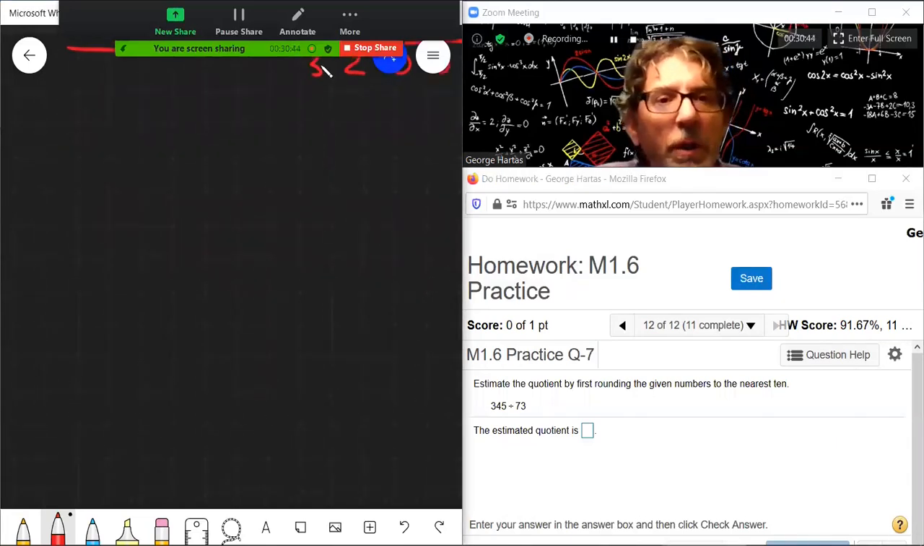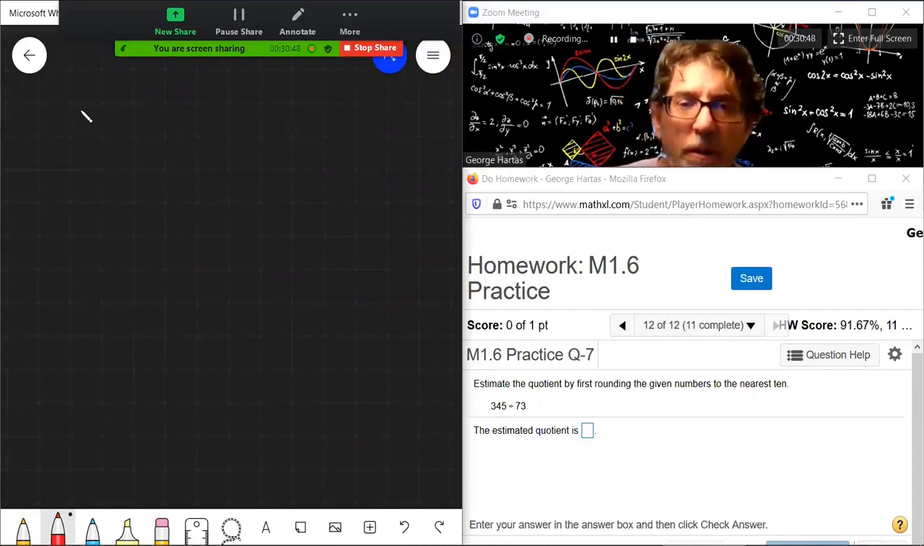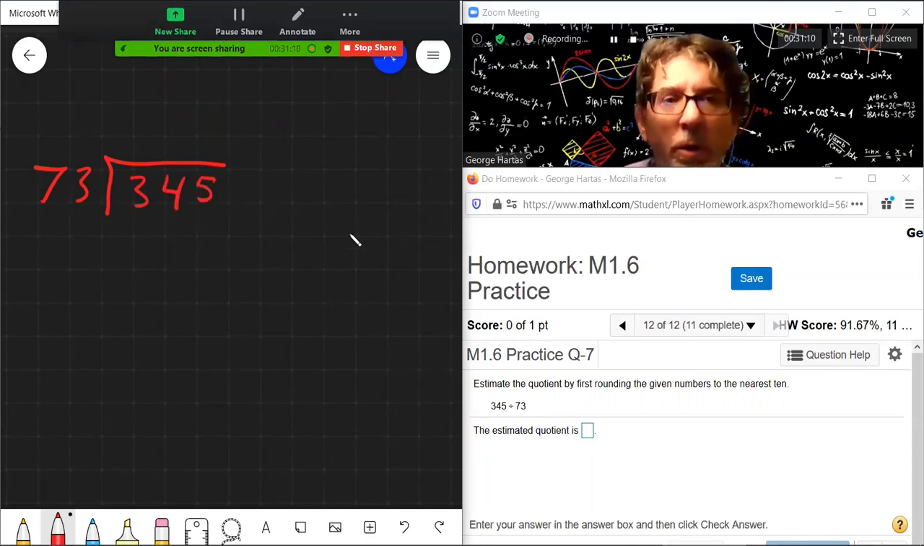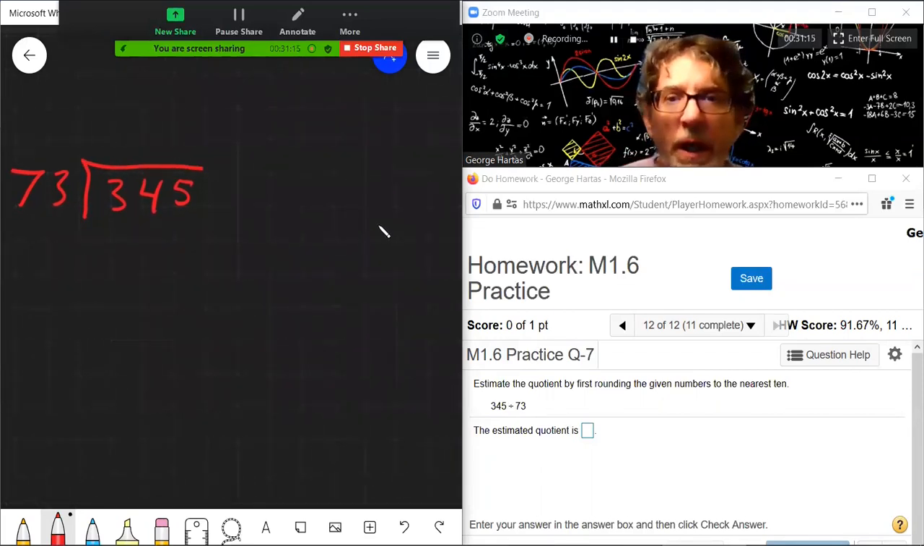All right, so this one here gives students some issues. So I'm going to change this format into long division. The 73 is the divisor, so that goes outside of the box. The 345 is the dividend. It goes inside the box.